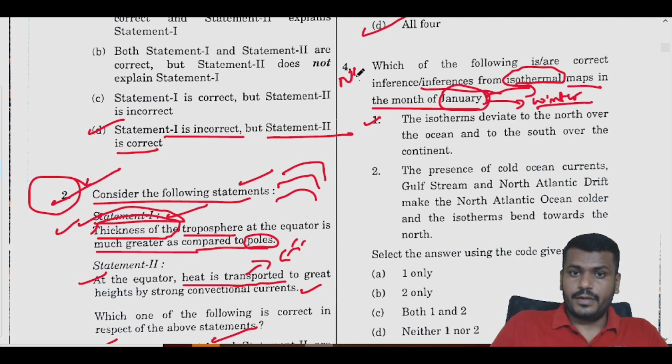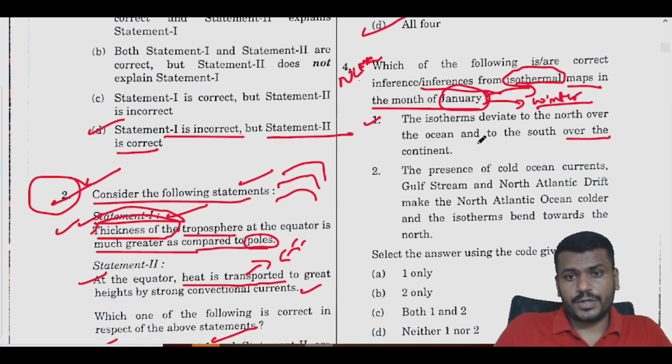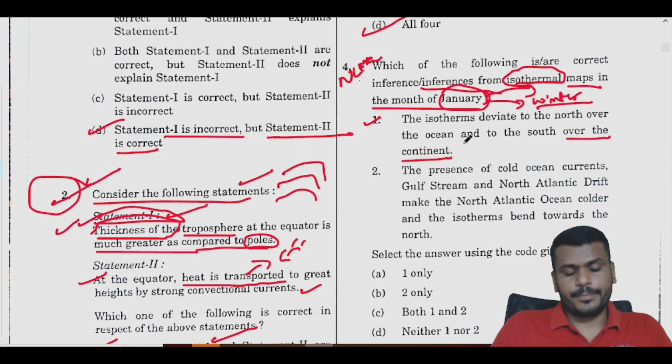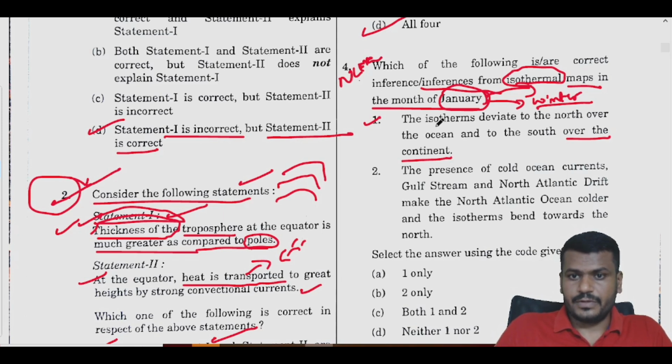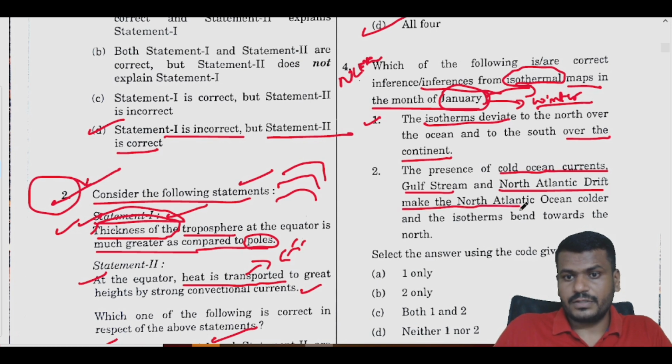NCERT will definitely help you. The isotherms deviate to the north over the ocean and to the south over the continent. Definitely the isotherm will shift, so the first statement is correct. Second one: the presence of cold currents, they are talking about the Gulf Stream and the North Atlantic Drift, make the North Atlantic Ocean colder and the isotherms bend towards the north.